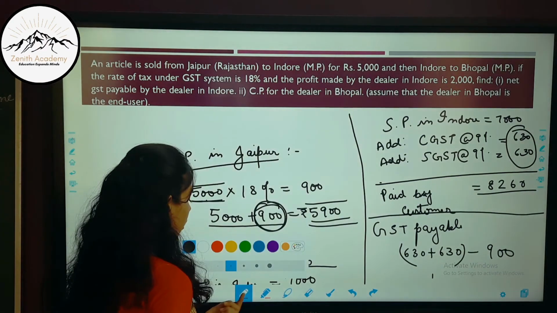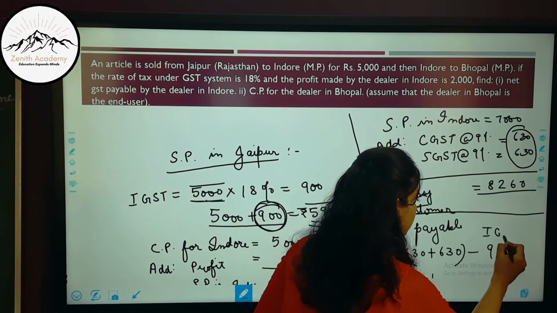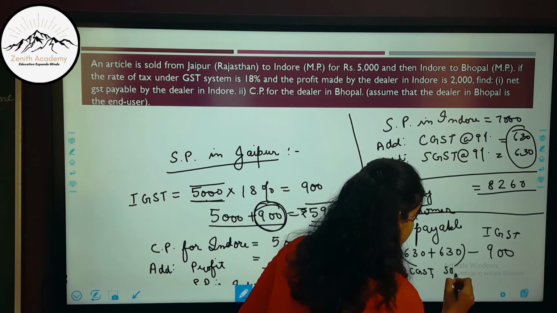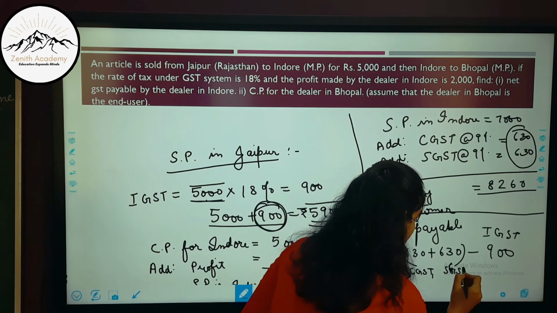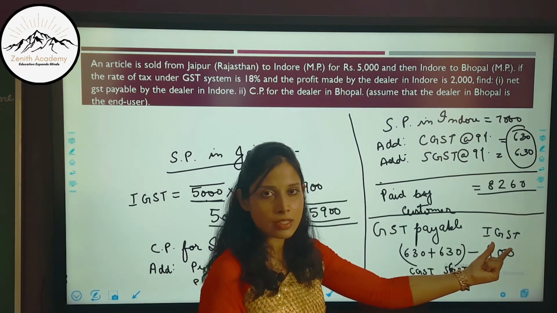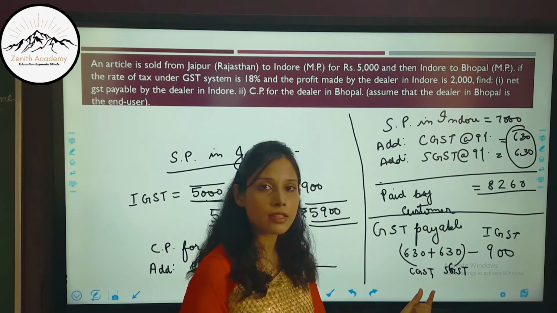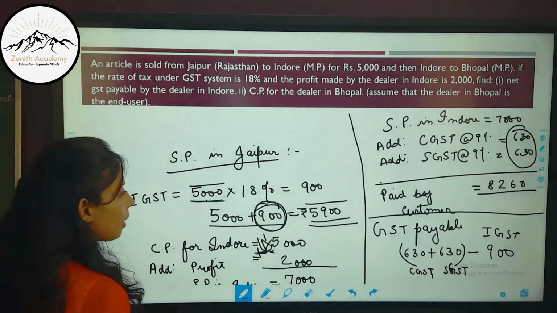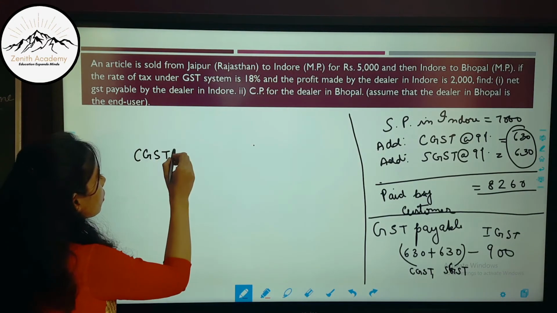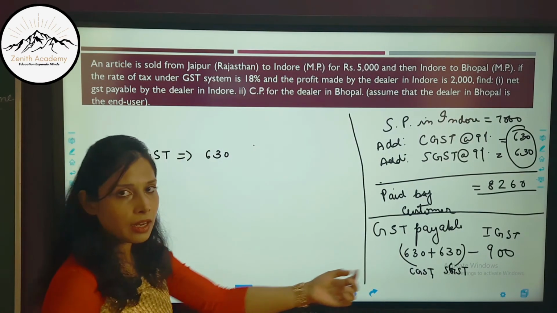Now, if you remember in the previous slide, what I told you, this is IGST and this is CGST, SGST. So IGST is first adjusted against any IGST paid on sales, which is not here. Next, it is adjusted against CGST. So we'll adjust it in the same order. So now, first CGST. So CGST is equal to 630. Our IGST balance is 900. So what will we do?